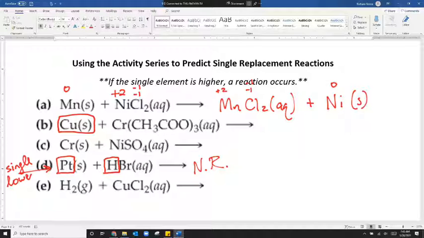All right, let's check out the next one. The next one we've got hydrogen, so that's our single element, even though it's not a metal. We've got the hydrogen, and we've got copper. All right, compare those two. Which one's higher this time? Ainsley, hydrogen or copper? Which one's higher? Hydrogen. Okay, so since hydrogen is higher, we need to have a reaction here.